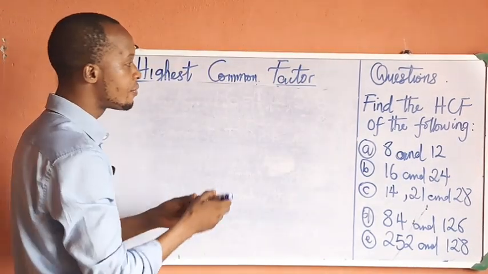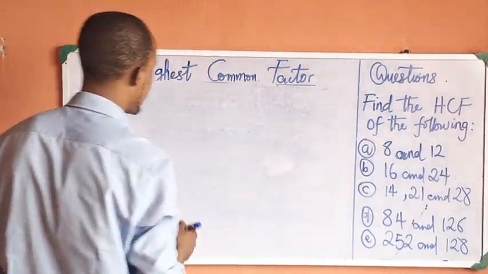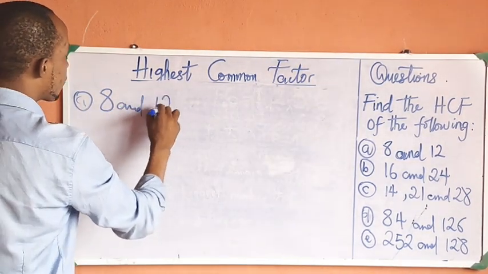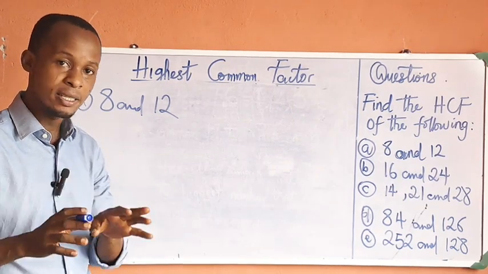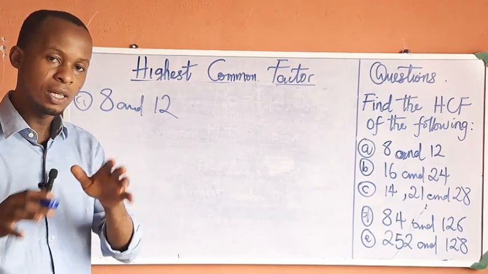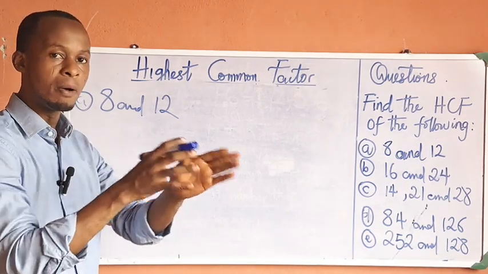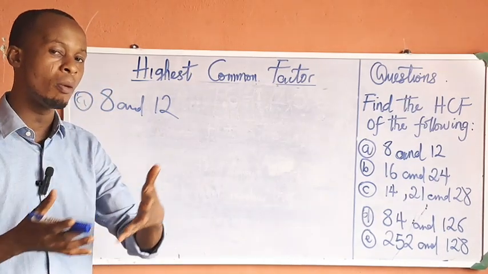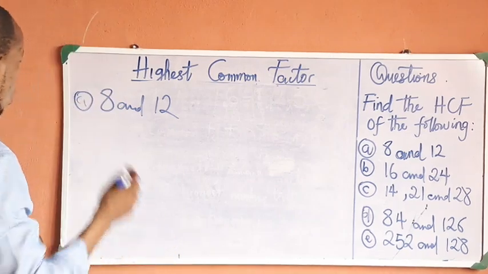The first question says that we should find the highest common factor of 8 and 12. The method we are going to be using in this first part of the video is the listing factors method. What does that mean? We are going to be listing out the factors of given numbers, and from there we look for the common factors, then we arrive at our highest common factor. So let's go to work.